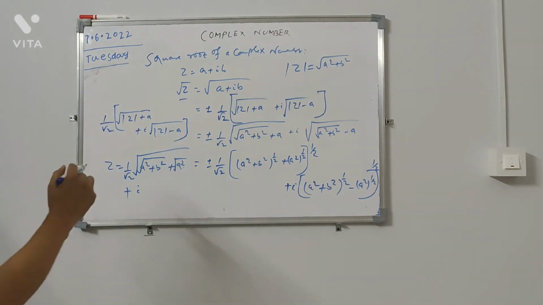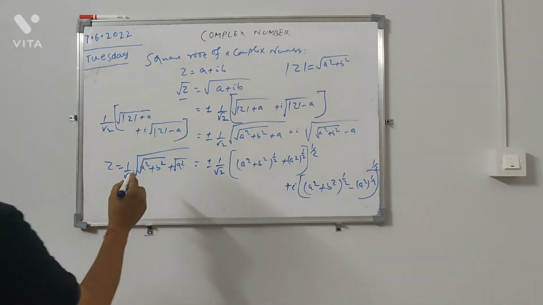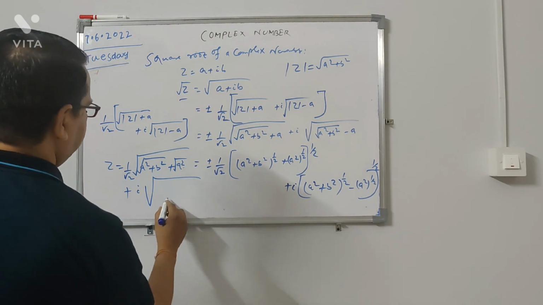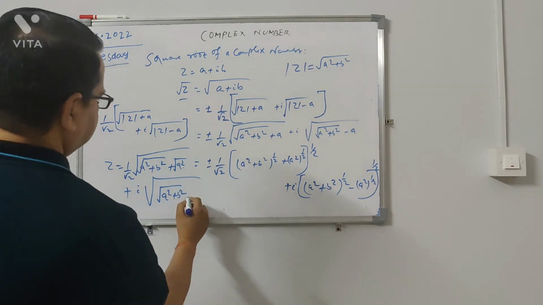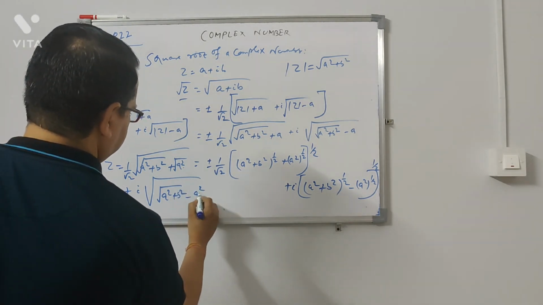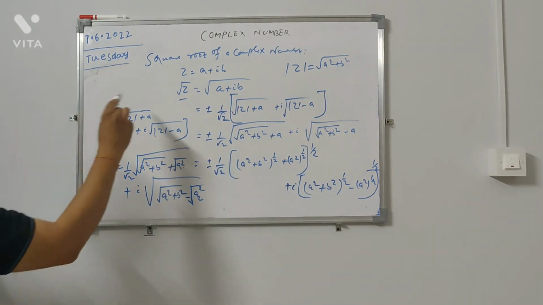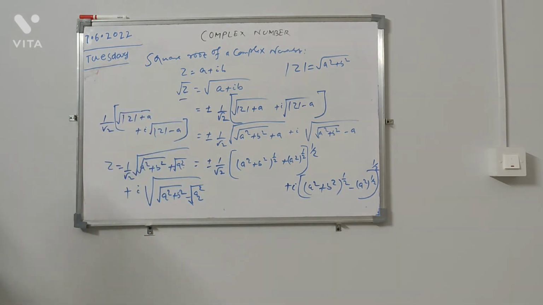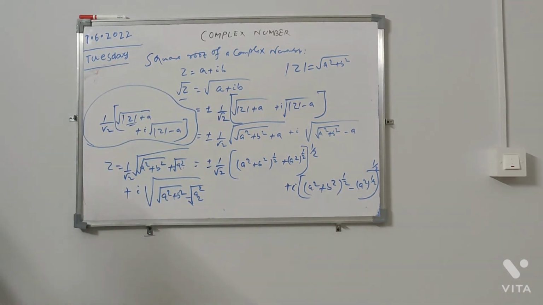So a square plus b square, square root, plus a, square root. Okay. And then i into whole square root, then a square plus b square, square root, minus a, square root. Okay. So when you are trying to find out the root, you have to find out the modulus of z, that is square root of a square plus b square. So this formula you just have to remember.